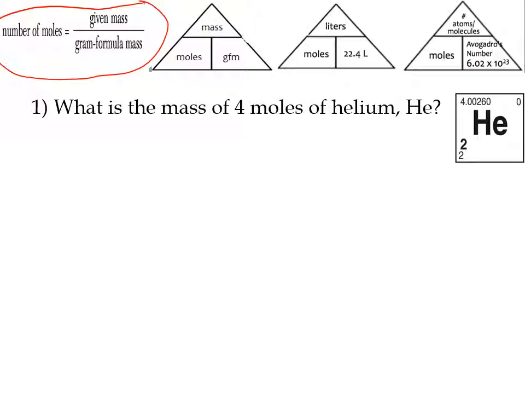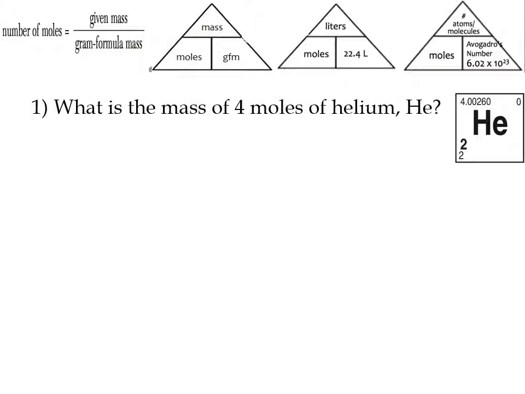The gram formula mass can be seen on the reference table. If you go to the periodic table, it shows it up here. You can take this mass right here for any element. For a compound, you just add the numbers up, as we've been doing for the last couple of weeks. That's your gram formula mass. How much does 1 mole weigh? The given mass is how much you're told you have of something in a question. So let's look at the actual questions and get started.